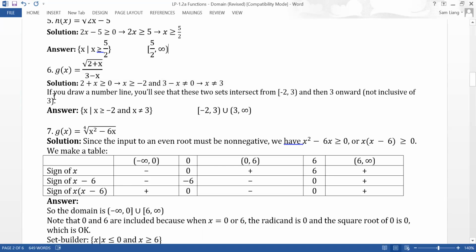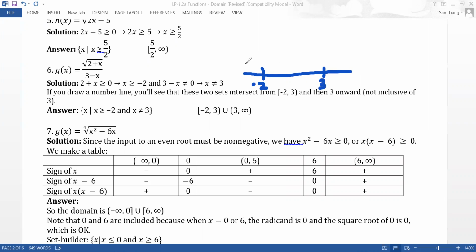And then I write here that if you draw a number line, you'll see that these two sets intersect. So whenever you have two different sets, as we do here, like x not equal to 3 and x greater than or equal to -2, if you're solving a domain question, it has to be the values where they intersect, because it has to be okay for both. I'll give you a more concrete example in a sec. So this is -2, and then 3.